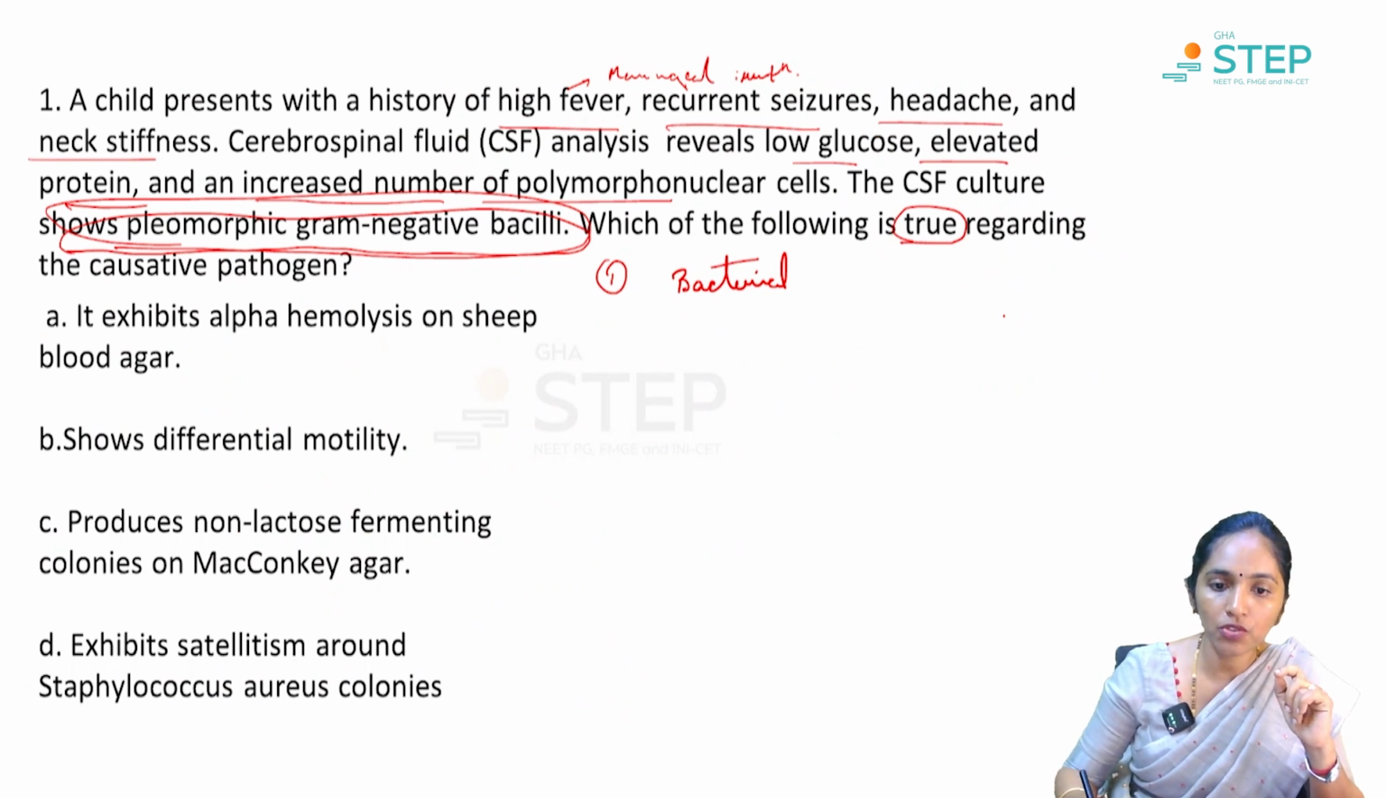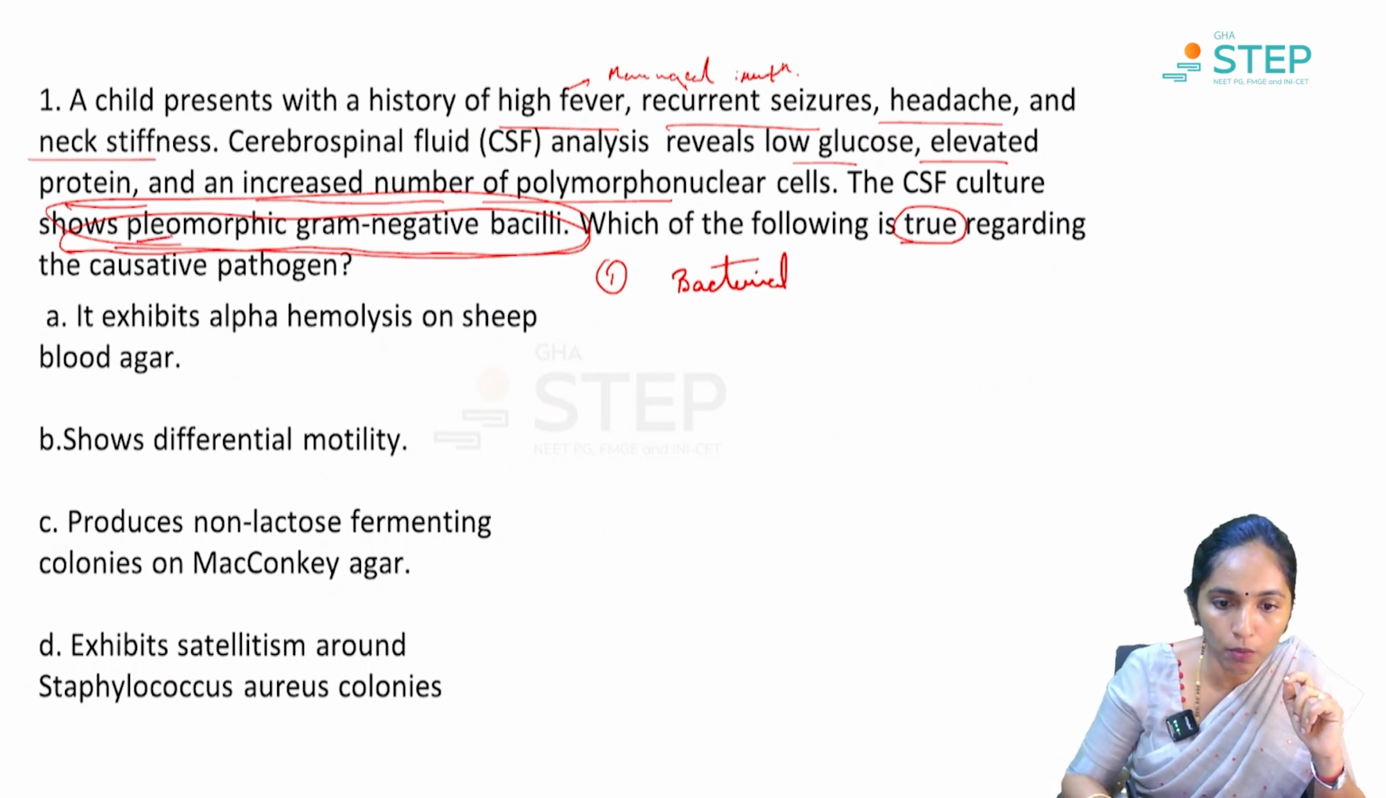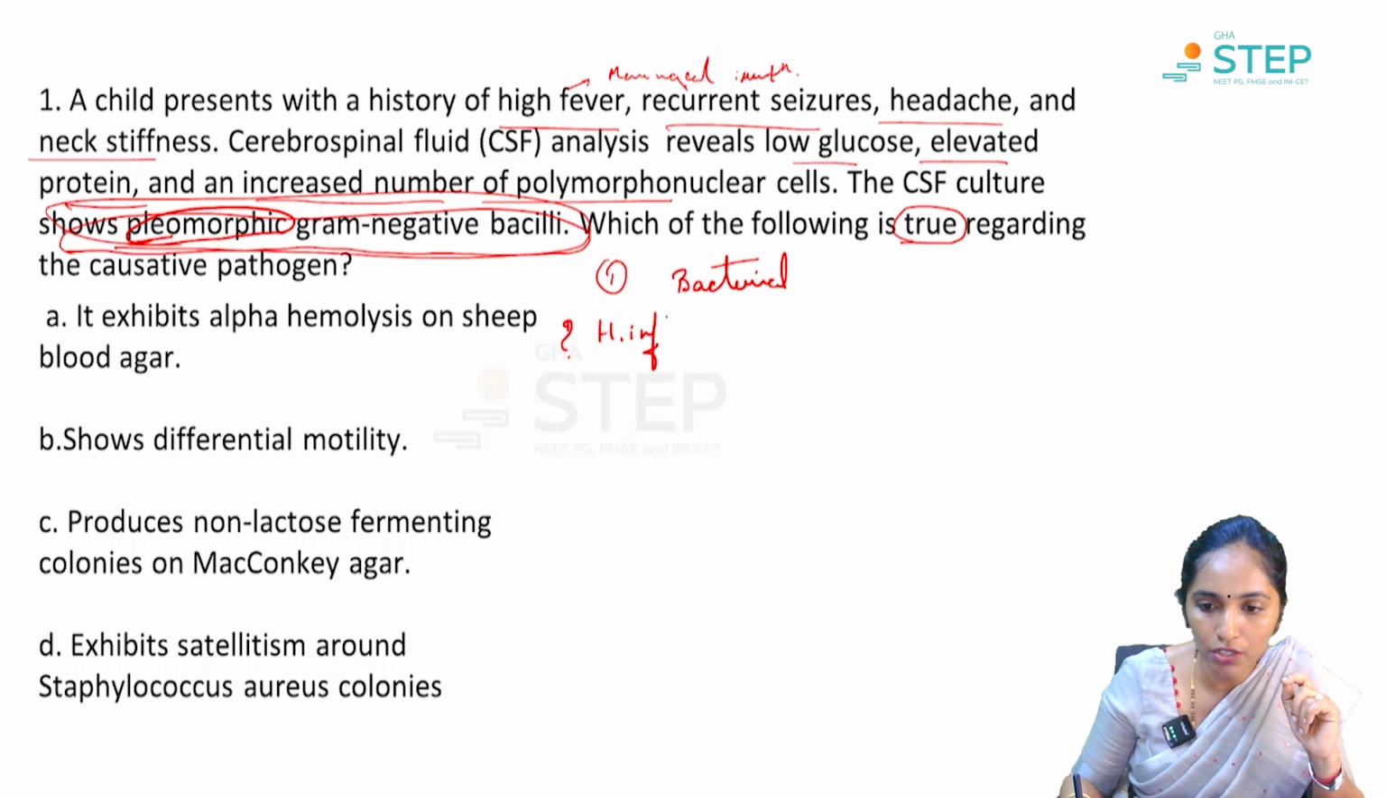So moving on to the question again. Here we have pleomorphic gram-negative bacilli. When pleomorphic is given, what is the causative agent? We all know this causative agent is H. influenzae. So this is a case of H.